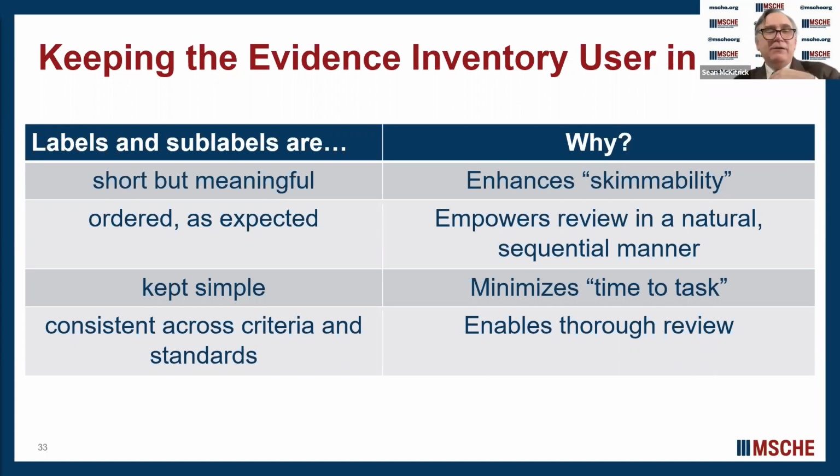So on this slide, a few points are worth re-emphasizing. Again, labels and sub-labels should be short but meaningful, ordered as expected, kept simple, and consistent across your self-study document and your evidence inventory. Why do this? You do want to enhance skimmability, an ability to initially look at your exhibits and say, this is what I need to do. It empowers review, minimizes time to task, and enables a thorough review.